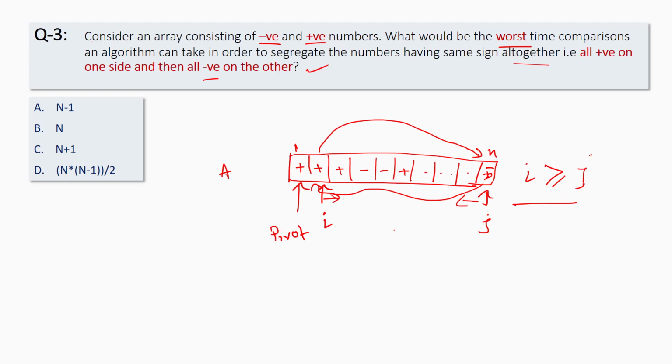So here we have n minus 1 comparisons, because i will start from the second element, so the total number of comparisons will be n minus 1. So our answer will be A, n minus 1.